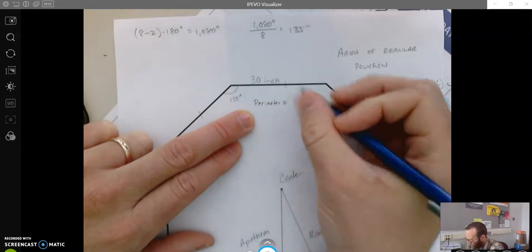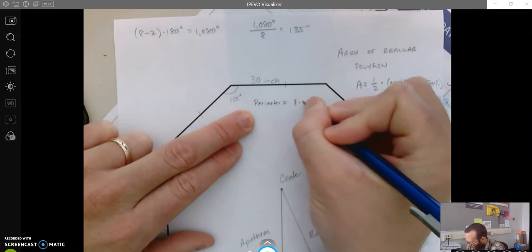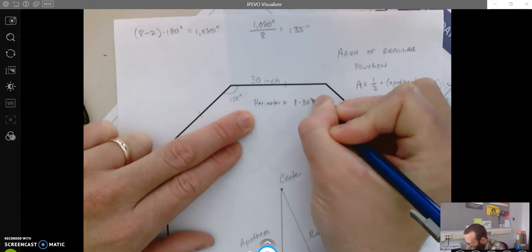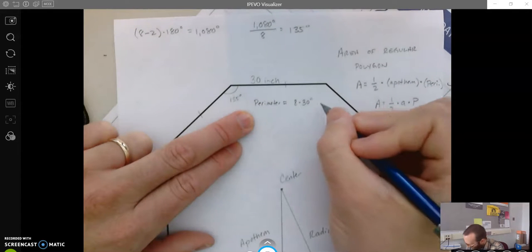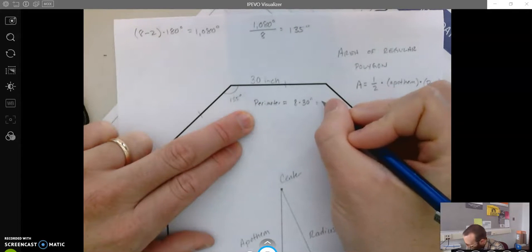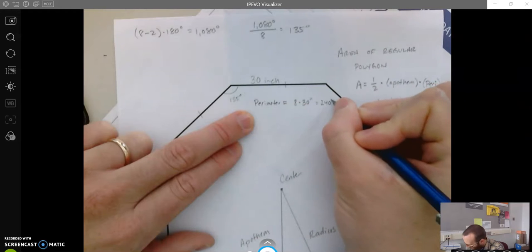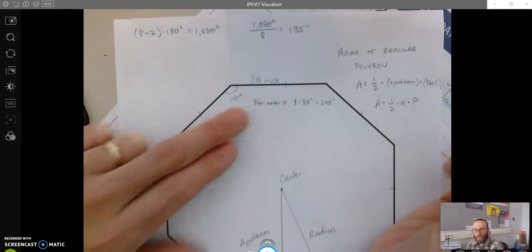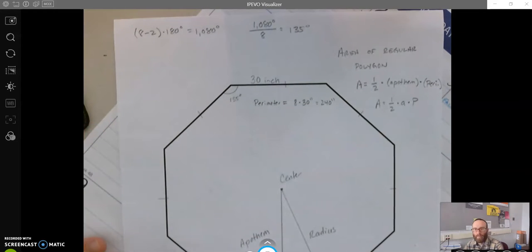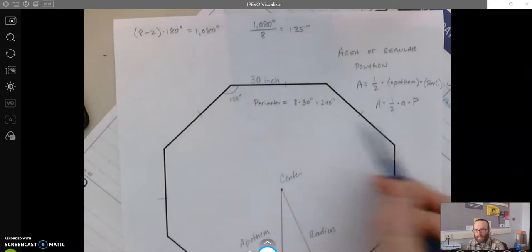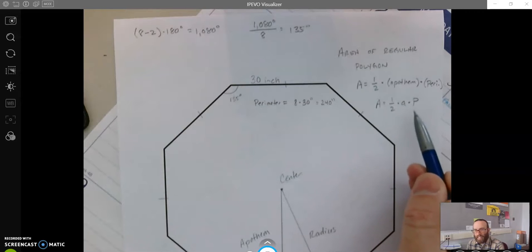Write that as an equal sign, 8 sides times 30 inches, and that's that little marking. I'm just going to make this 240 inches all the way around. A little quotation mark means inches. If you want to write the unit out, that's fine too. Okay. That's going to be important because I need to fill that number in right here.